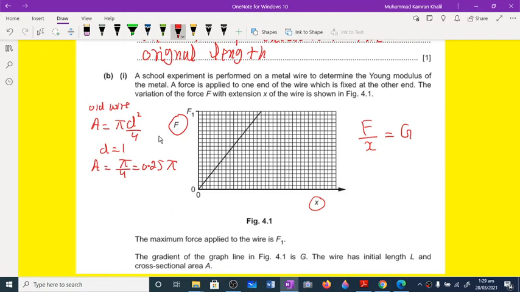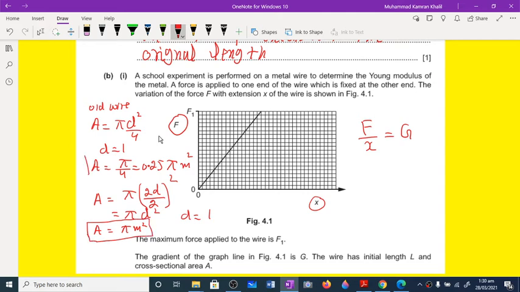Now when I halve the diameter, pi times 2d by 2 whole squared, then I will get pi d squared. Now again I will take the value of d as 1. So what will I get for the area? Area is equal to pi meter square. It means that by doubling the diameter, the area will increase 4 times.